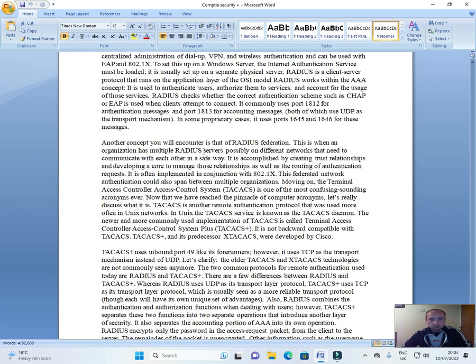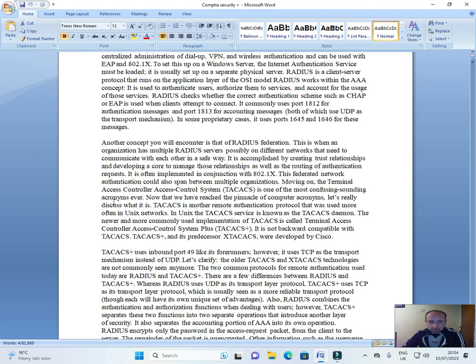Another concept you will encounter is that of RADIUS Federation. This is when an organization has multiple RADIUS servers, possibly on different networks, that need to communicate with each other in a safe way. It is accomplished by creating trust relationships and developing a core to manage those relationships as well as the routing of authentication requests. It is often implemented in conjunction with 802.1X. This federated network authentication could also span between multiple organizations.